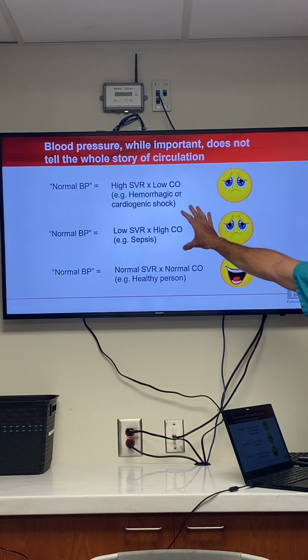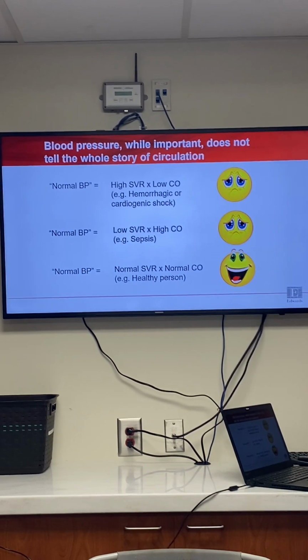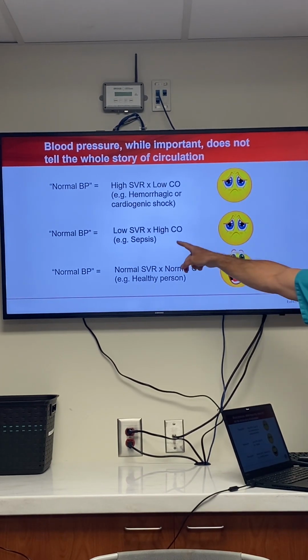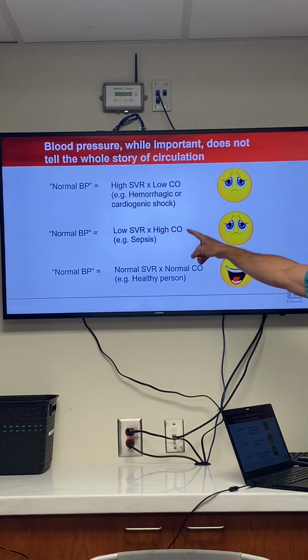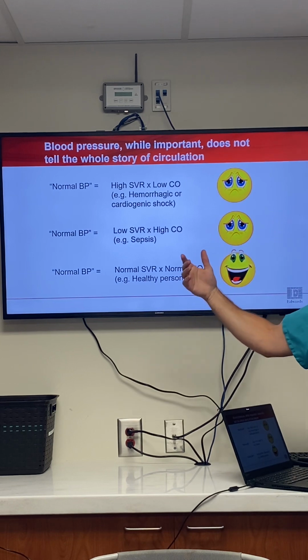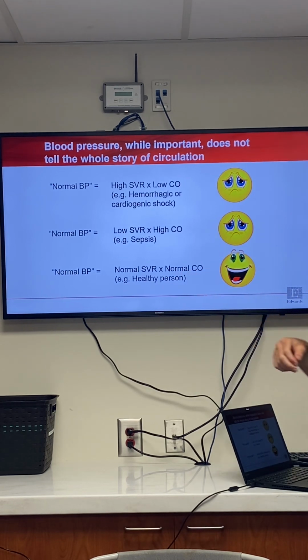So if we're keeping track of this continuously, we can stay ahead of that. Same as in sepsis: your patient's going to be really vasodilated, and then their heart has no resistance. So it really wants to get that oxygen out to the muscles. You have a high cardiac output, but again, can only do that for so long. And then this is just our happy patient. But again, all 3 examples have normal blood pressure.